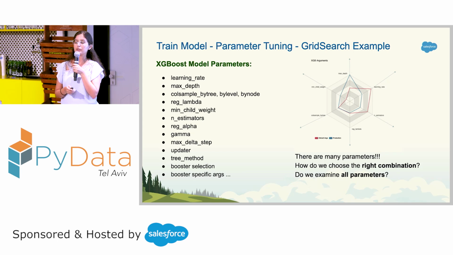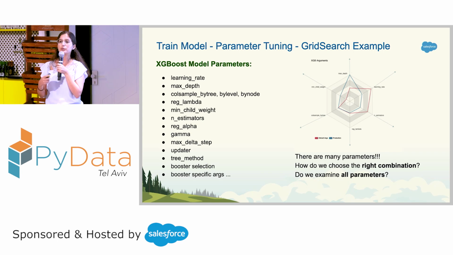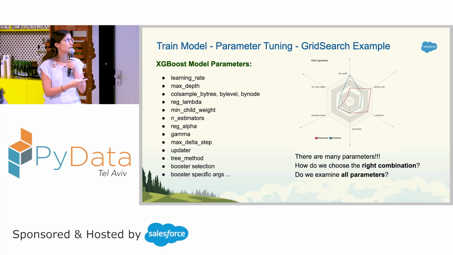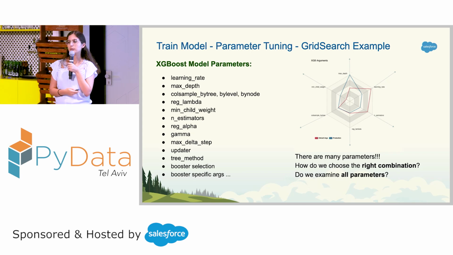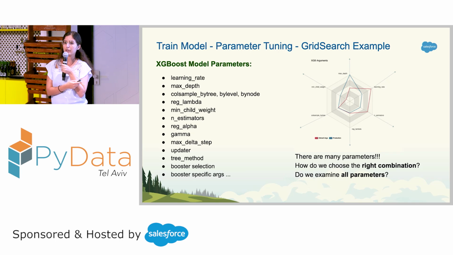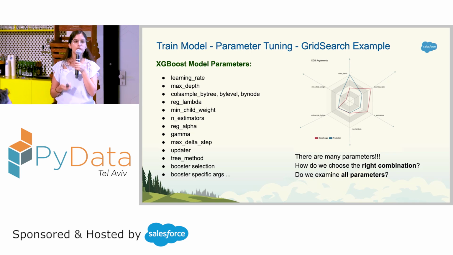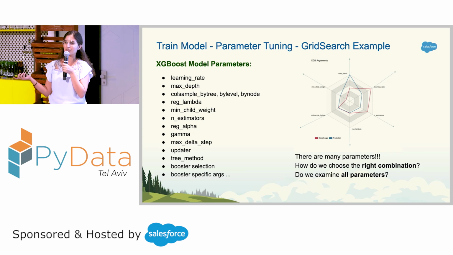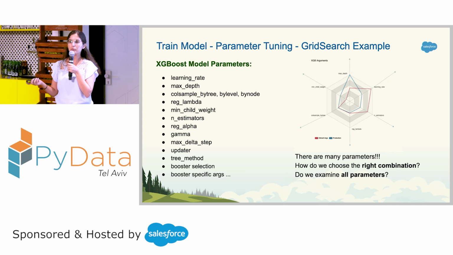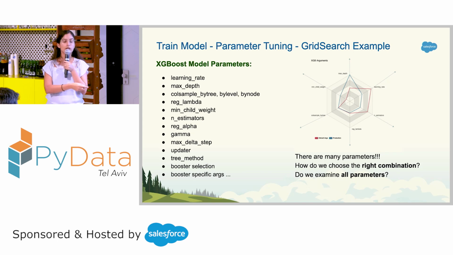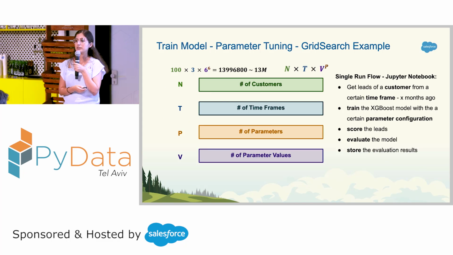Another example I want to give related to training a model is how we tuned our parameters using grid search. For lead scoring, we used an XGBoost classifier. Now, the XGBoost classifier has many different parameters. How do you choose the right combination? There are many parameters. Do you examine all of them? A grid search is a really complicated task.